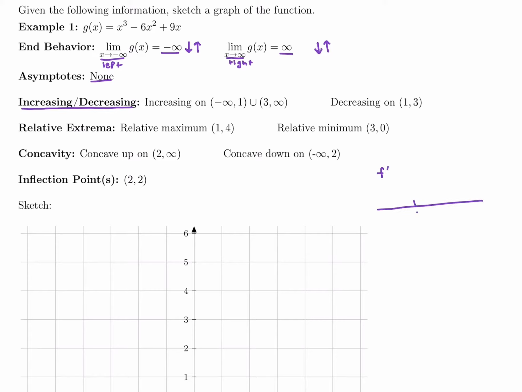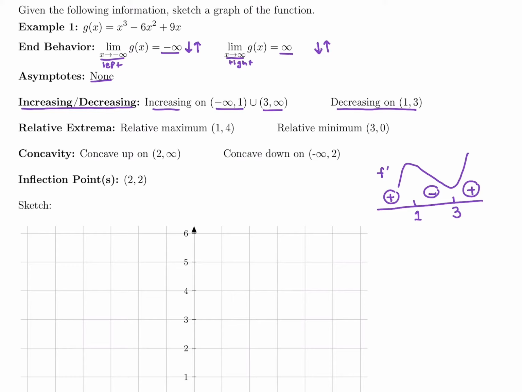So we're switching at 1 and at 3 based on those numbers. So it's increasing from negative infinity to 1. So we're going to start off increasing, and then from 3 to infinity, so another increasing over here. And it's decreasing from 1 to 3. So it's negative here. So to just sketch this, I am increasing, I have a critical number, I'm decreasing, critical number, and then increasing again. So there's a rough sketch of what the graph is going to look like already.